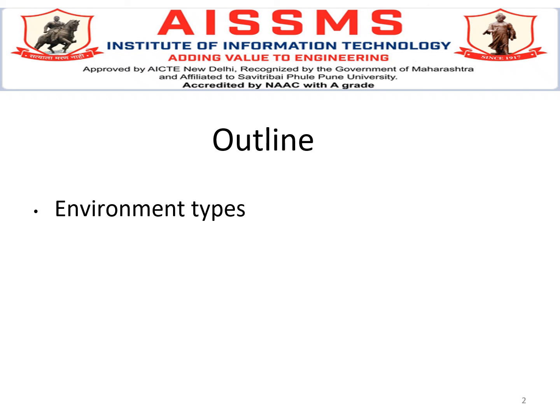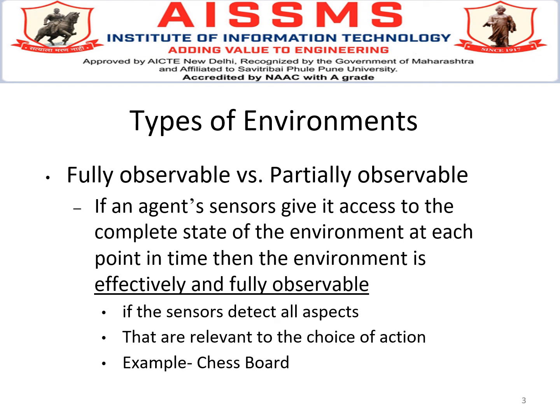Today's topic is Environment Types in AI. First type is fully observable versus partially observable.